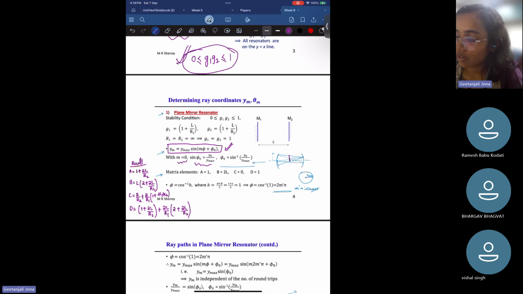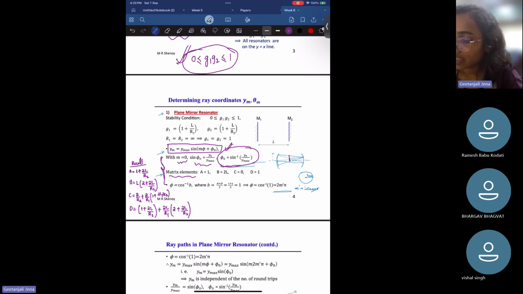So you have to remember all these steps, how you got the value of B, and after how many round trips the ray will retrace the path. If you remember all these steps, then the remaining will be easier for you to calculate. So first we'll see the condition for m equal to 0. This indicates that φ0 will be sin inverse of y0 by y max.